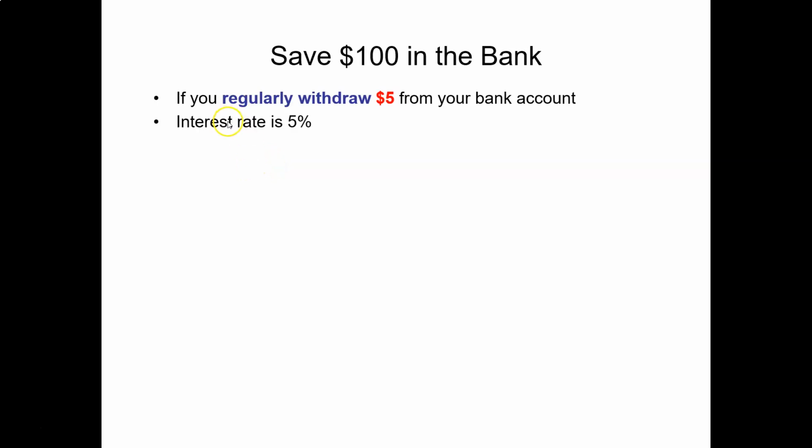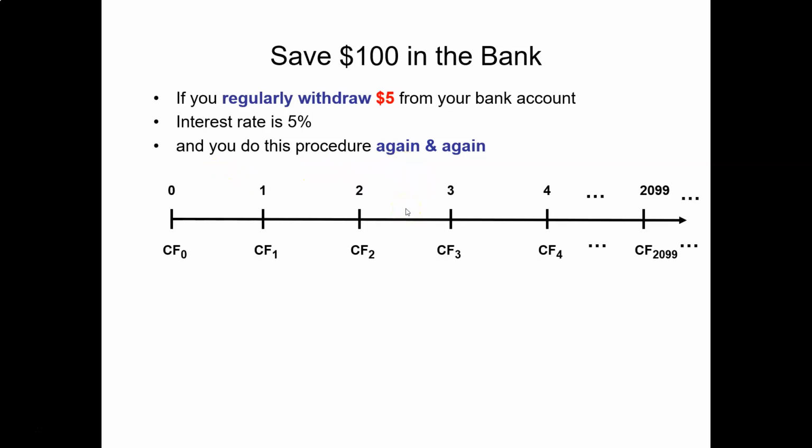Now let's consider a crazy saving plan. You save $100 in the bank and you never withdraw the $100 from your bank account. Alternatively, you regularly withdraw $5 as interest from your bank account. So you basically repeat the previous slide again and again. This saving plan will give you $5 every year. Let's verify it is true.